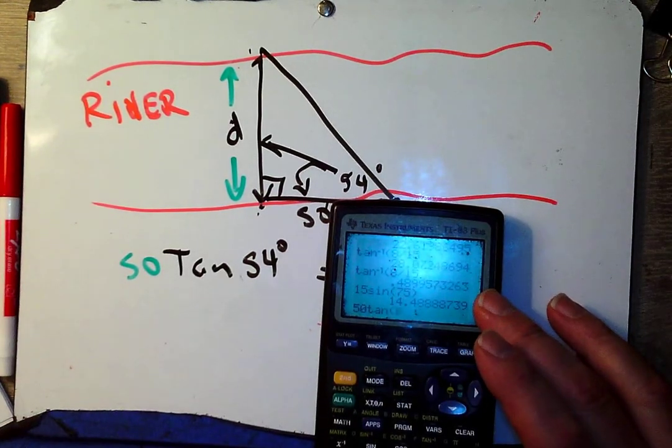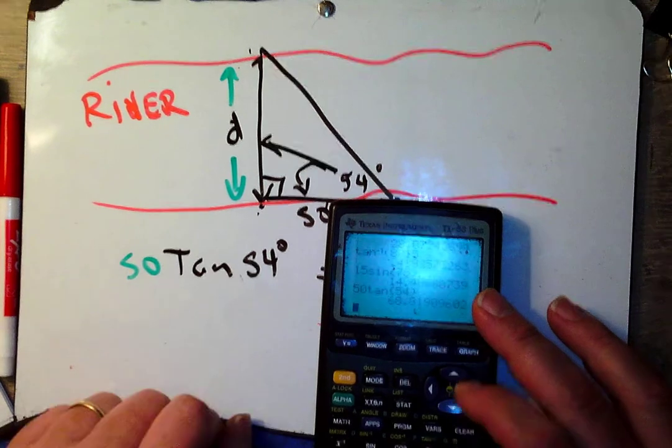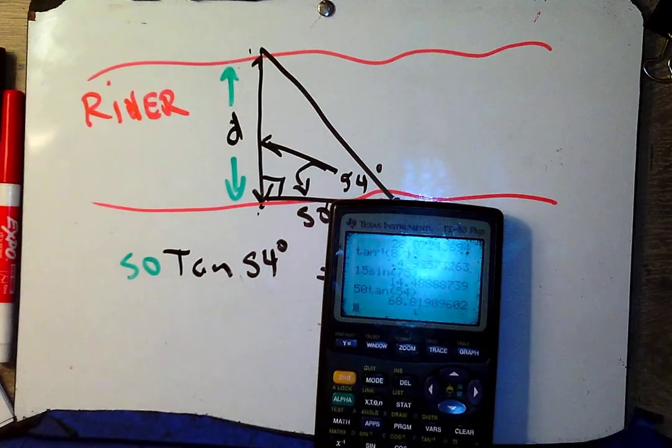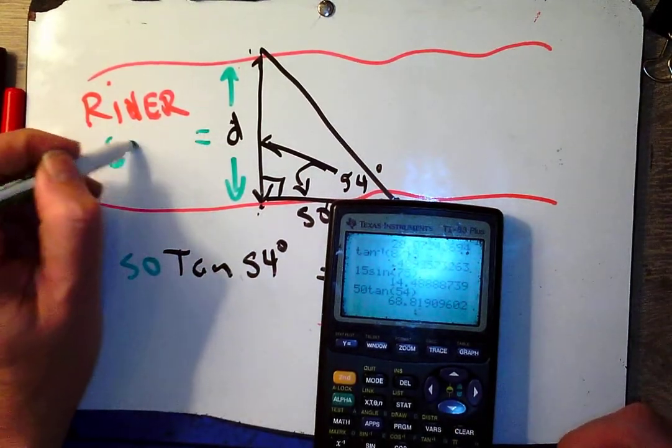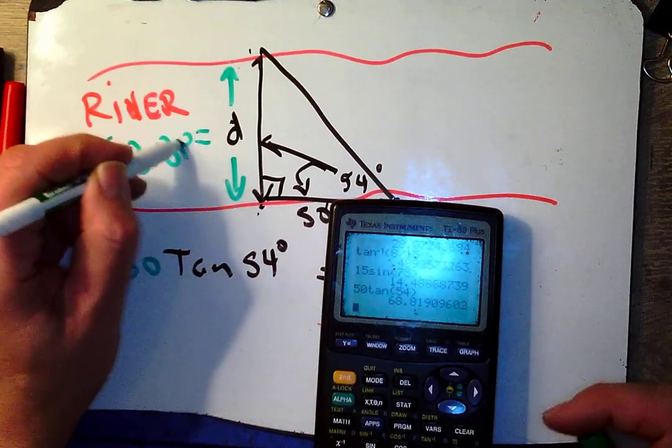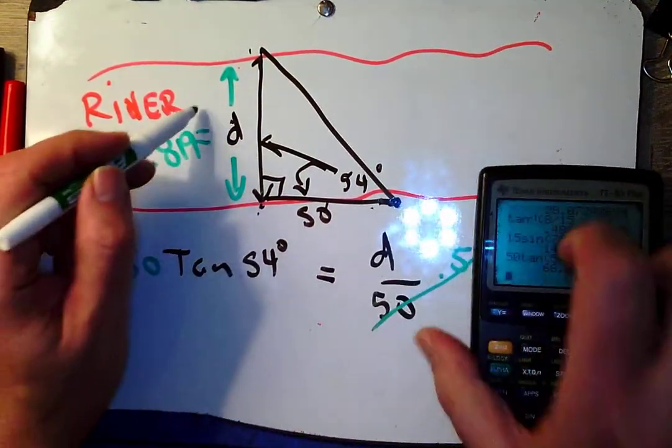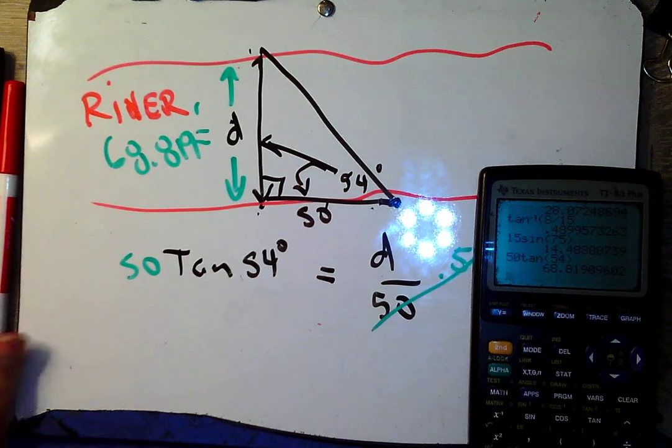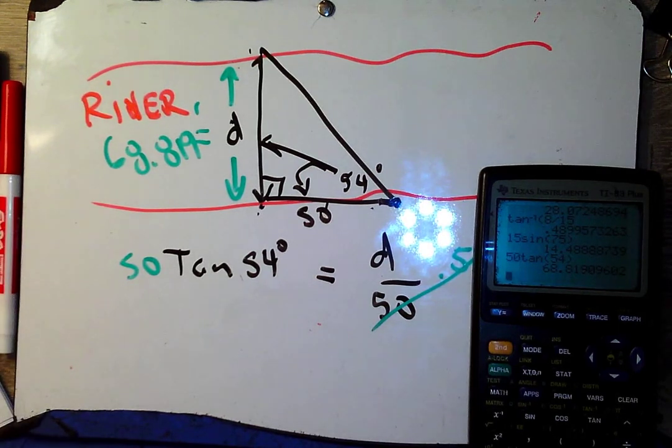50 tan 54. And I get that the river is 68.819, and these are feet. Okay? Fabulous. So, right triangles, we should expect to see these things.